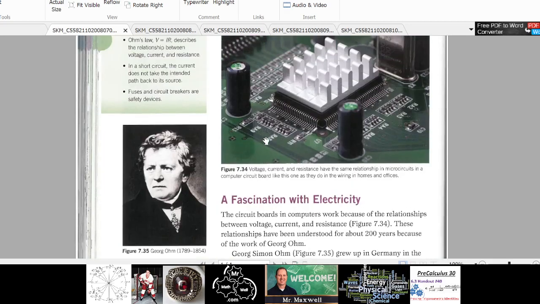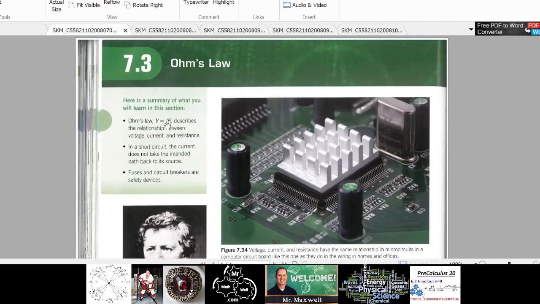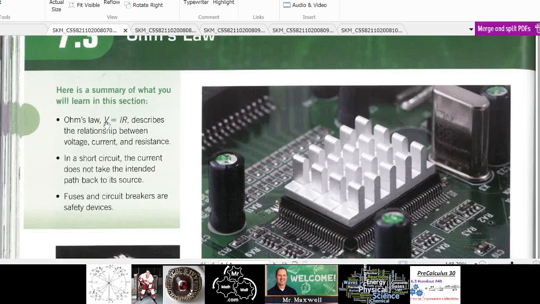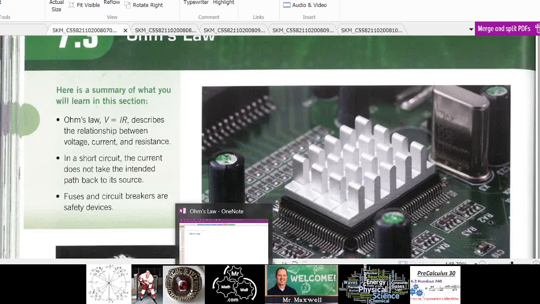So if we look, where was it here? Right here. So Ohm's Law. The V is voltage. There's a relationship between voltage, current, which is symbolized by the letter I, and resistance, that's the letter R. And so if we have current multiplied by resistance, we would get voltage. And from this equation, we can also determine how to calculate current, or we can learn how to calculate resistance.